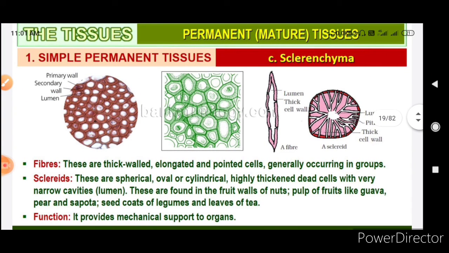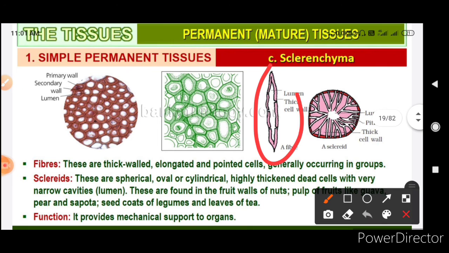Now fibers, when we talk about, these are thick walled, elongated and pointed cells. You can see here in the diagram, generally occurring in groups. Sclereids, this is the sclereid. Sclereids are spherical, oval or cylindrical, with highly thickened dead cell walls. You can see the pink color, this is the thickening here, with very narrow cavities. These are the lumen, the very narrow cavities.